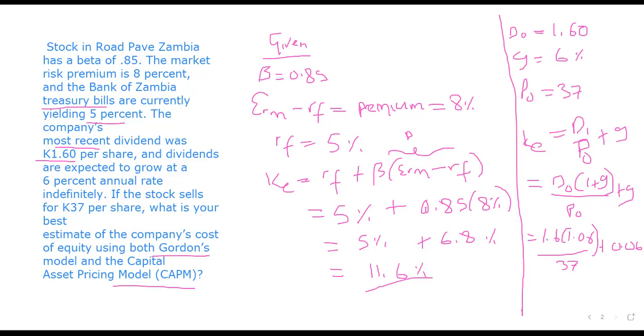What have you found? What do you find? 10.58. Did anyone find that? Yes, that's the answer I found also. So what can you conclude? Which one is a better model, and what could your conclusion be at that point?